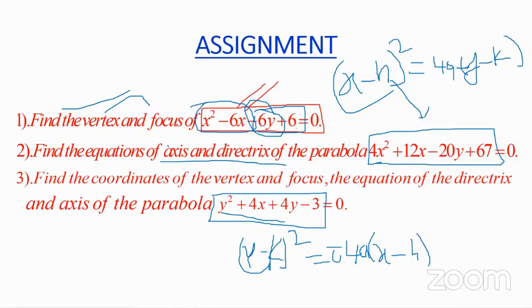Why am I taking minus 4a? Here the x value is positive and on the left hand side, so taking it to the right hand side it becomes negative. That's why I'm taking minus 4a of x minus h. So you have to solve with y minus k whole square equals minus 4a of x minus h. This is the assignment, and I'm expecting all of you students to reach the concepts.